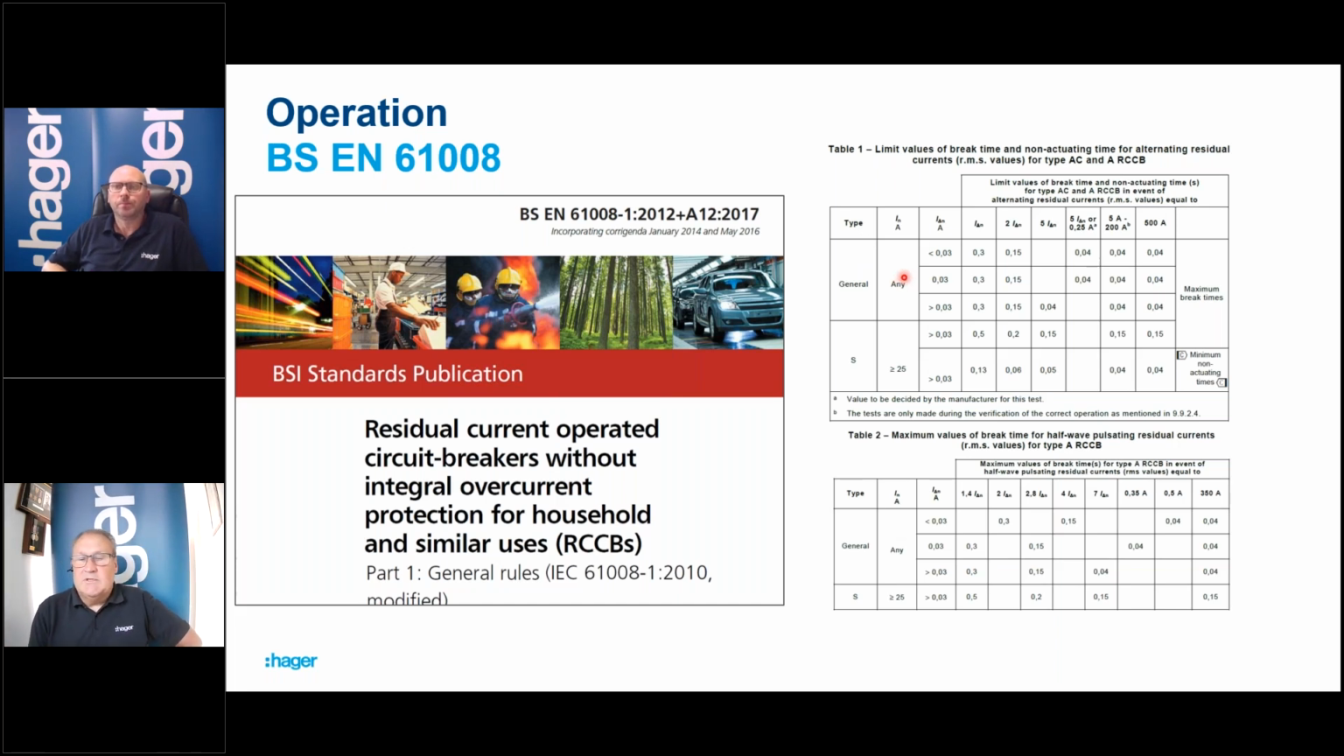So this is the table that told us that for 30 milliamp RCD, when we test it at 1 times I delta N, if you remember, they trip within 300 milliseconds, or if you test them at 5 times I delta N, 150 milliamps, they trip within 0.04 of a second.